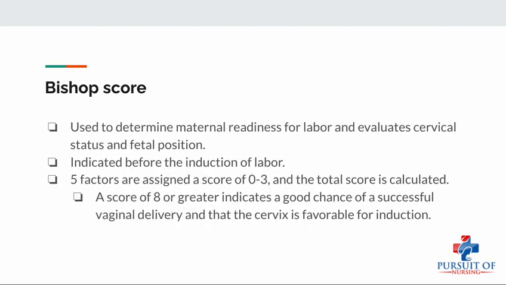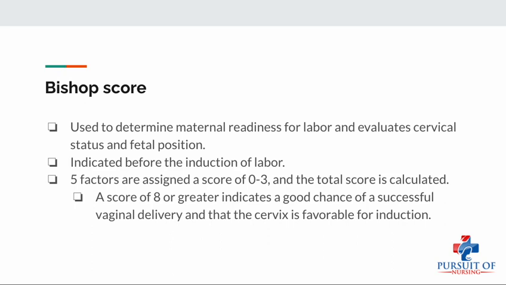All right, so the Bishop score. The Bishop score is used to determine the maternal readiness for labor, and it evaluates cervical status and fetal position. It's indicated before the induction of labor. So there are 5 factors of the Bishop score. Each is assigned a score 0 to 3, and then you have a total score that is calculated. Those 5 factors include dilation of the cervix, effacement of the cervix, consistency of the cervix, position of the cervix, and station of the presenting part.